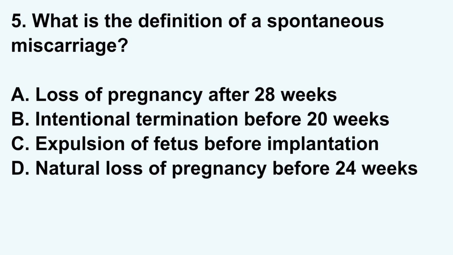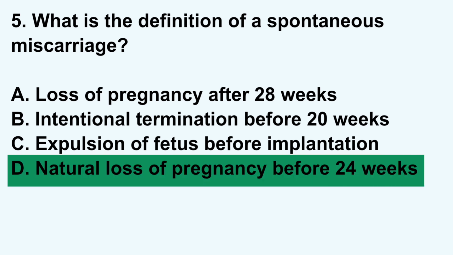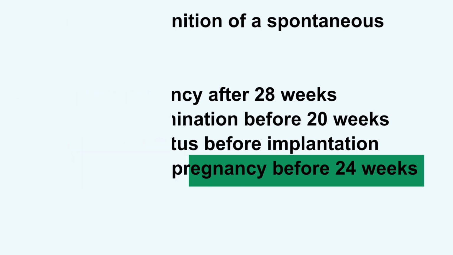What is the definition of a spontaneous miscarriage? A. Loss of pregnancy after 28 weeks. B. Intentional termination before 20 weeks. C. Expulsion of fetus before implantation. D. Natural loss of pregnancy before 24 weeks. Correct answer, D. Natural loss of pregnancy before 24 weeks.